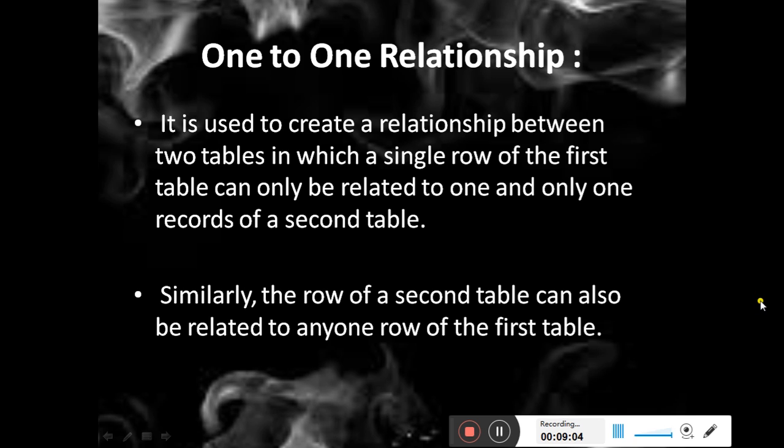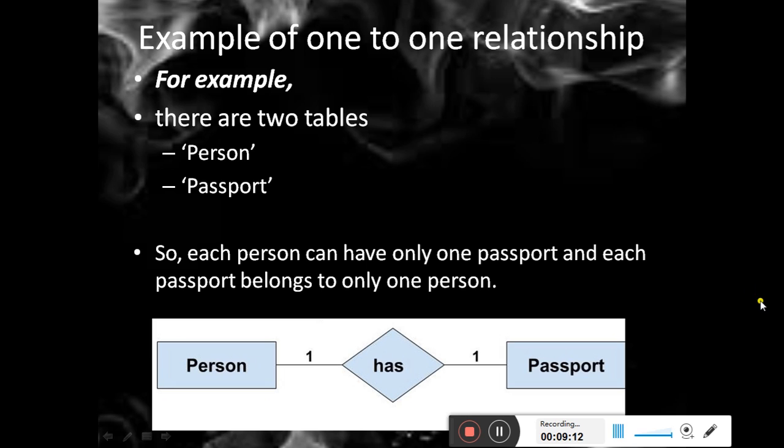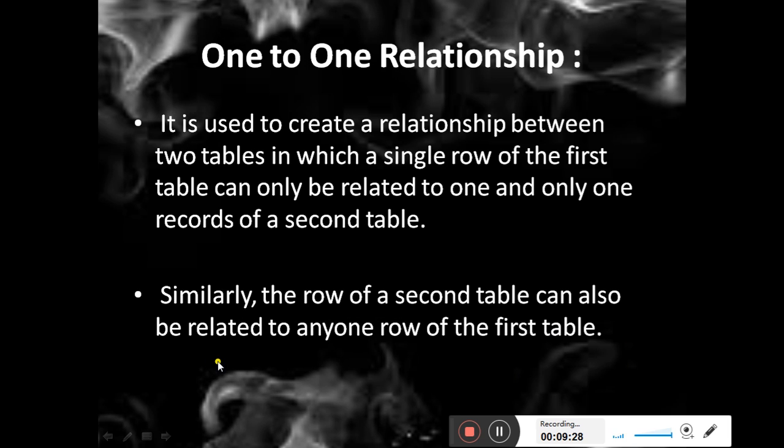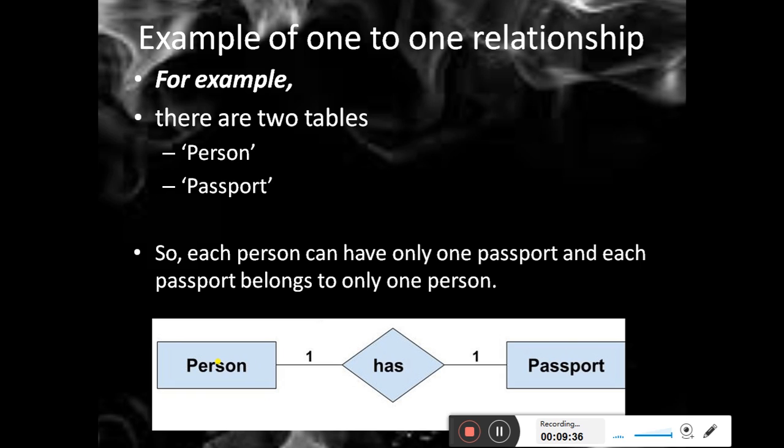So it is used to create a relationship between two tables in which a single row of the first table can only be related to one and only one row of the second table. This is the first table and this is the second table. So a person can have only one passport and a passport can only belong to one person. Similarly, the row of the second table can also be related to only one row of the first table. So this is vice versa. Got it?